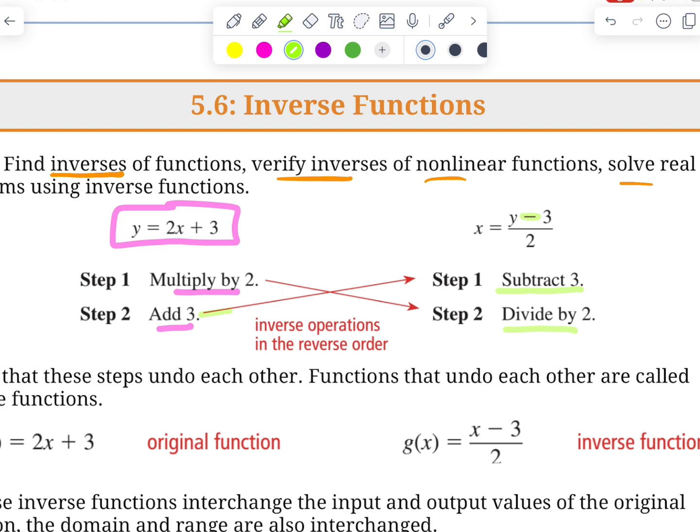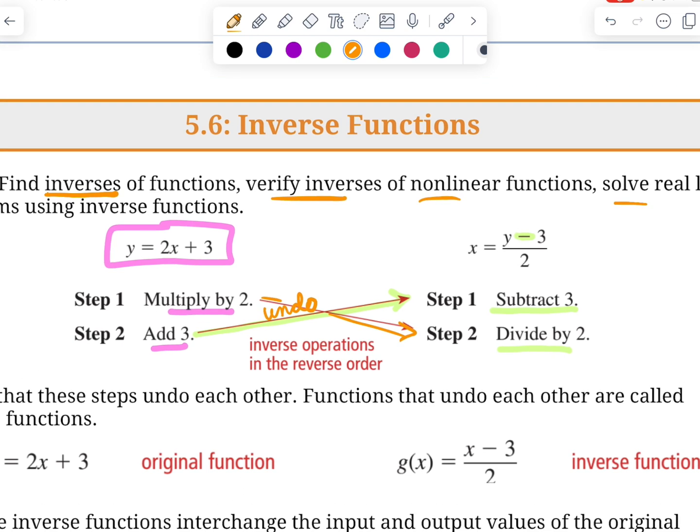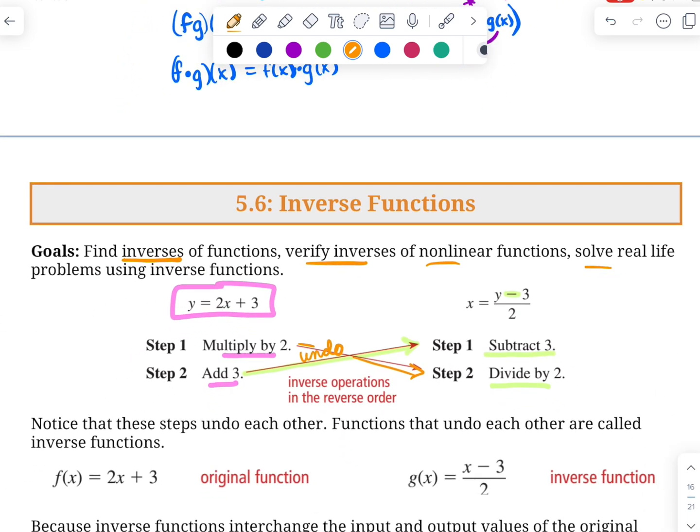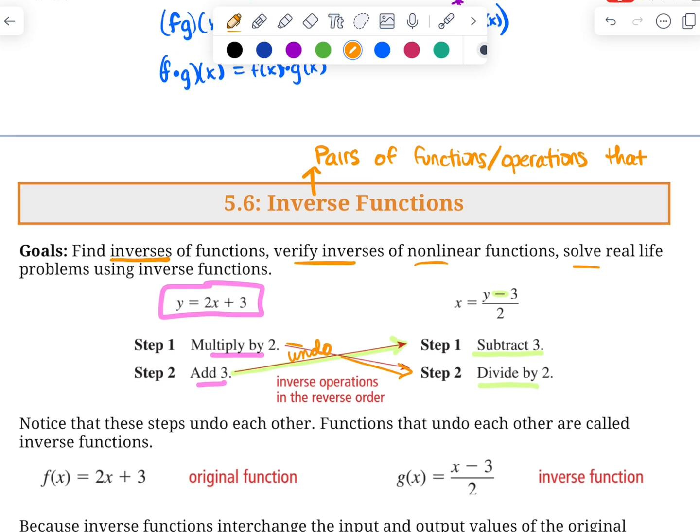Now, I want you to notice that addition and subtraction undo one another. I'm going to write that word down: undo each other. And multiplication and division also undo each other. That's the key thing you need to know about inverse functions. Inverse functions are pairs of functions or operations that, here I'm going to write this right down here, undo.